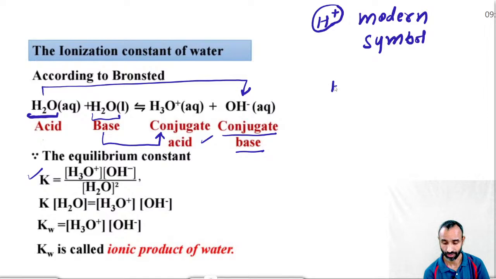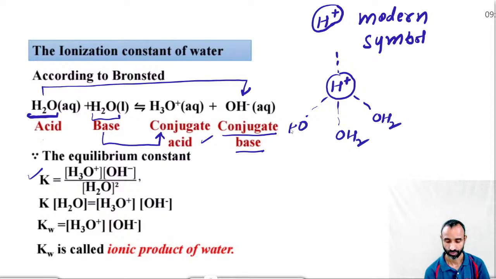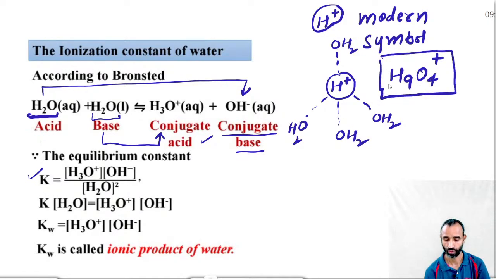It is like the H plus ion is surrounded by 4 water molecules. So the modern symbol for the H plus ion is H9O4 positive. This is the modern symbol for the H plus ion. Okay, equilibrium constant.